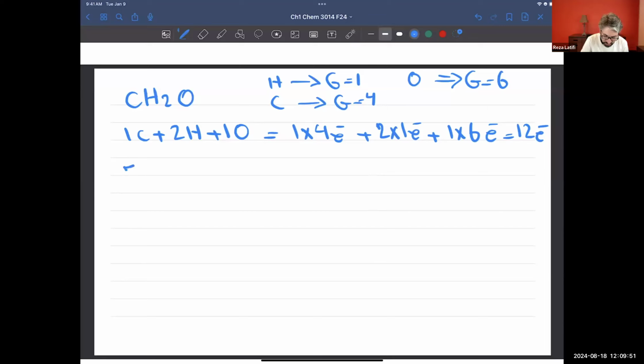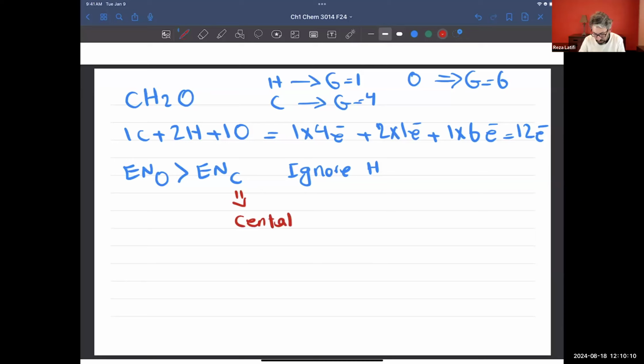We're going to sort them based on electronegativity. Oxygen has higher electronegativity than carbon. And again, reminder, ignore hydrogen. So that means carbon is the central atom, and we have 12 electrons.